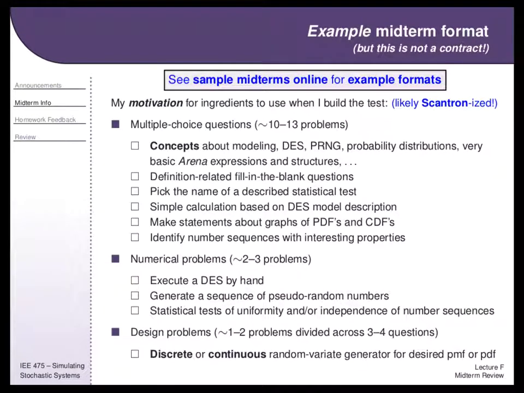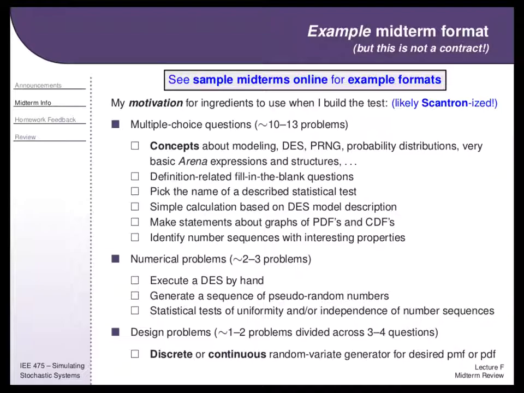The inspiration for my questions that maybe today I'll put together is basically this. There's going to be a bunch of multiple choice questions where I'm going to ask about concepts: DES, pseudorandom number generators, probability distributions, which one does this, which one does that. Very basic Arena expressions, DISC, CONT, things like that. Definition-related fill-in-the-blank questions, picking the name of tests, maybe some simple calculations. I might show you a hand simulation, but it'll have gaps in it, and you'll have to fill in those gaps. I might show you some graphs of PDFs and CDFs, which one is the PDF, which one is the CDF. And then I'm going to give you number sequences and say which one of these clearly violates the independence property, something like that.